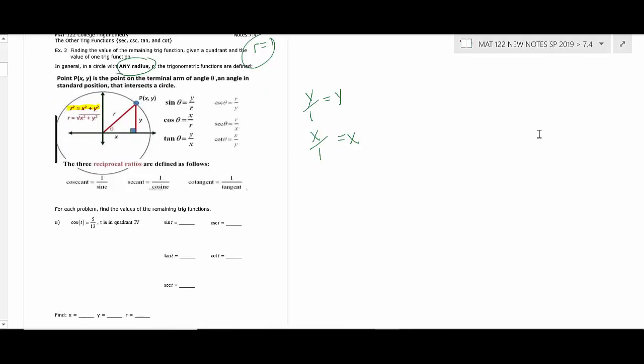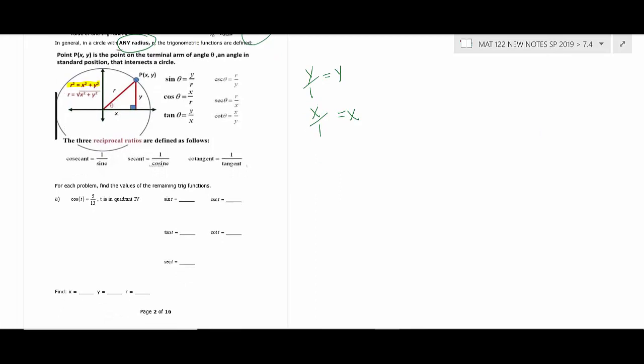All right. So what we're going to do on this one is you're given two things. You're given that the cosine of an angle is 5/13, and you're in quadrant 4. It turns out if you know one trig function and you know the quadrant you're in, you can easily find the rest of the trig values. Really what you do is you figure out what x, y, and r are. Once you do that, you can apply the definitions.